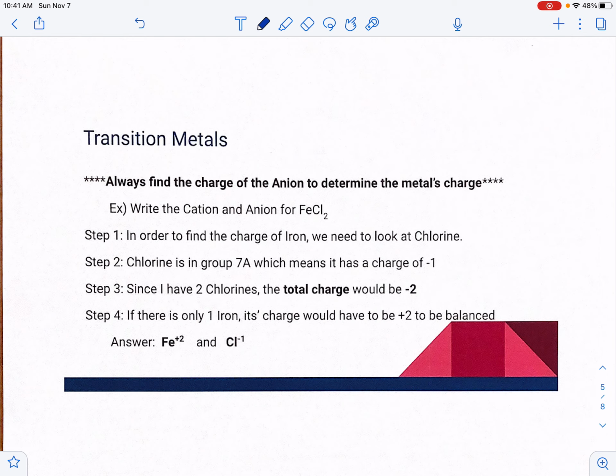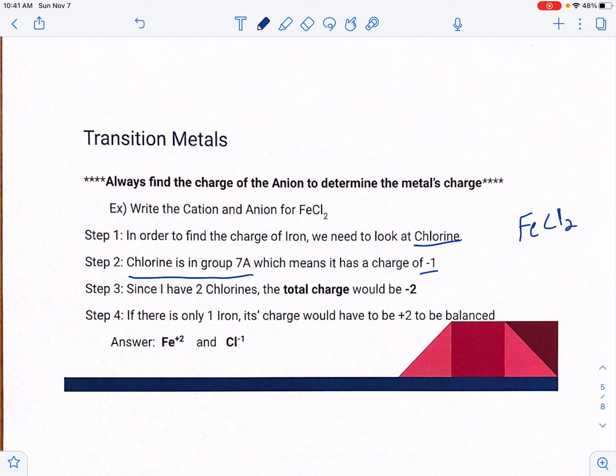So my example is write the cation and anion for FeCl2. Step 1: in order for me to find the charge of iron, I need to see who it's bonded with. So I'm going to take a look at chlorine. Now chlorine is in group 7A, which means it has a charge of -1, because it's always going to have a charge of -1. Okay, so that means I'm going to write this down here, FeCl2.